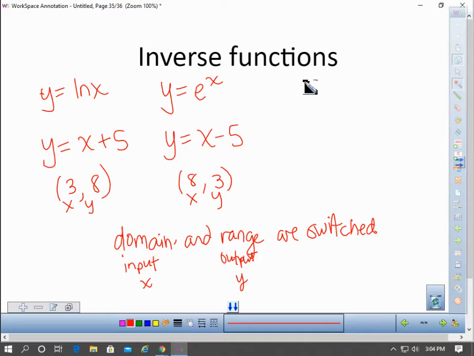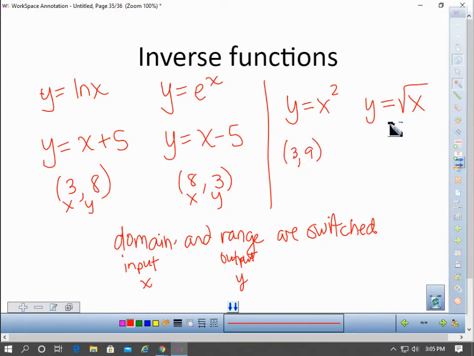Another real simple pair of functions that are inverses of each other is y equals x squared and y equals square root of x. All right, so we know if we put a 3 in here, we're going to get 9. And then over here, if we put a 9 in, you're going to get 3 back. So these are inverse operations because they undo each other. All right. So they are inverse functions, and your domain and your range are swapped.